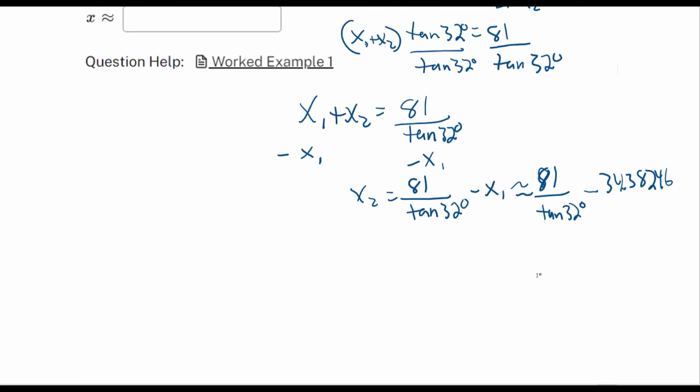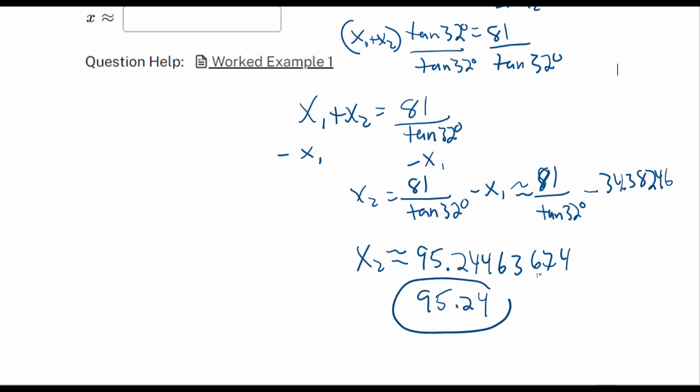So the nice thing about the calculator is I have that value stored in the calculator, so I'm just going to highlight that value and bring it down. So we have 81 divided by tangent of 32. I'll subtract that 34 value for x1. And I'm getting approximately, and they say to go to two places, okay, I get 95.2446367. If I go to two decimal places, it'll just be 95.24. And that's it.